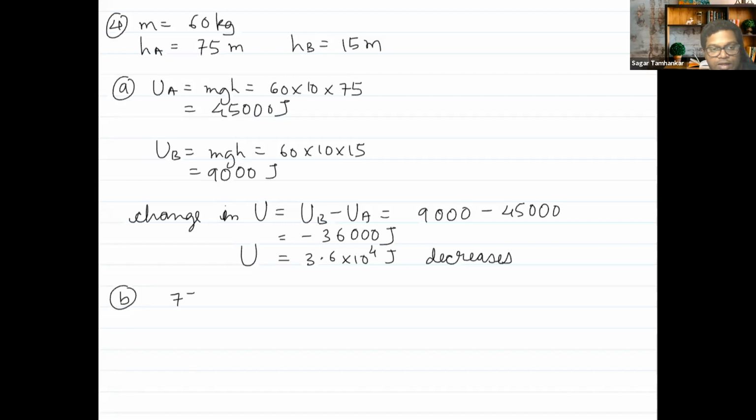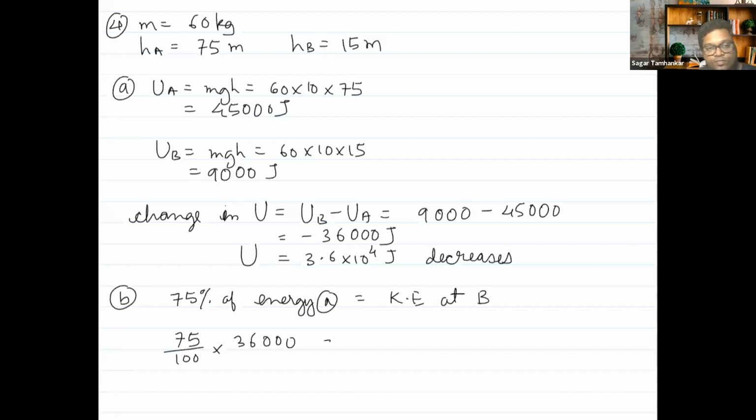Now it says that 75% of energy in A becomes kinetic energy at B. So 75% of 36,000 will be half m v squared.